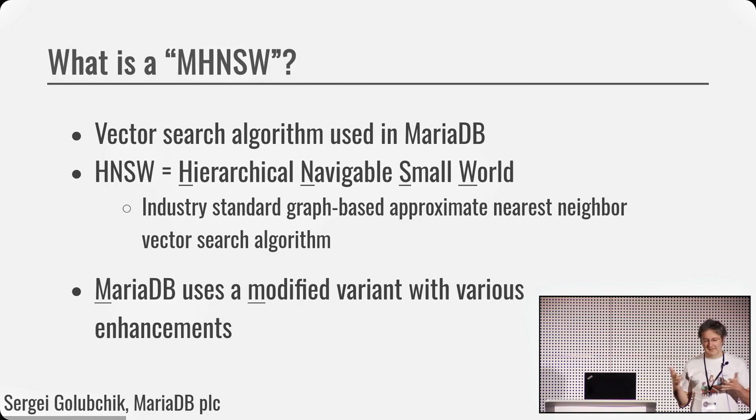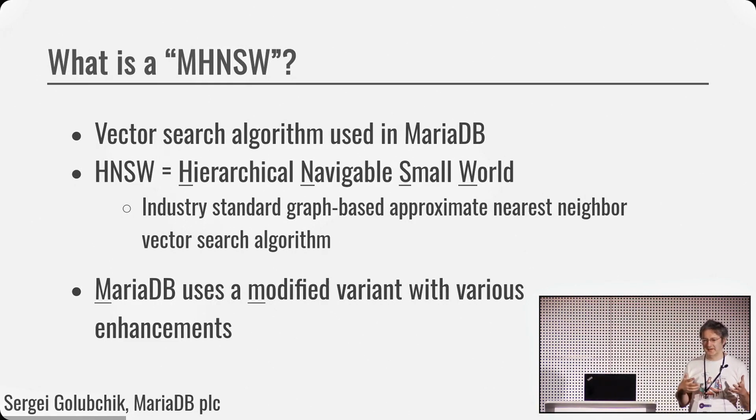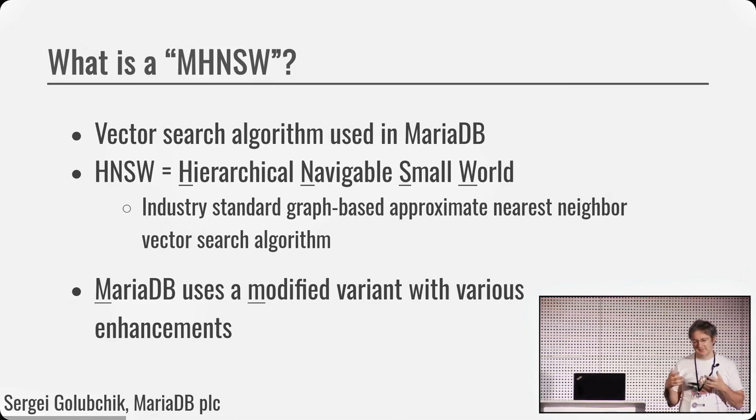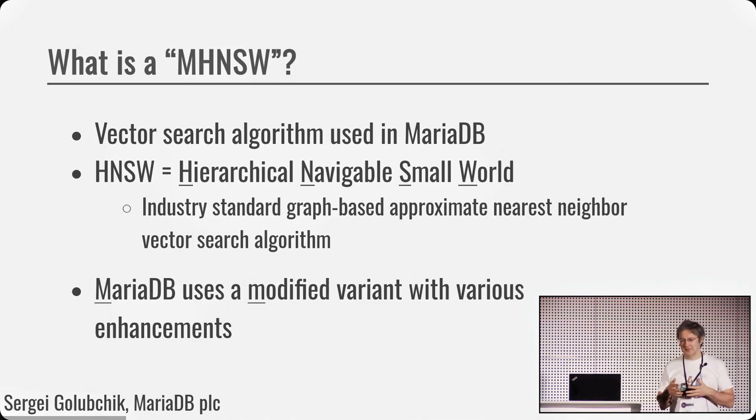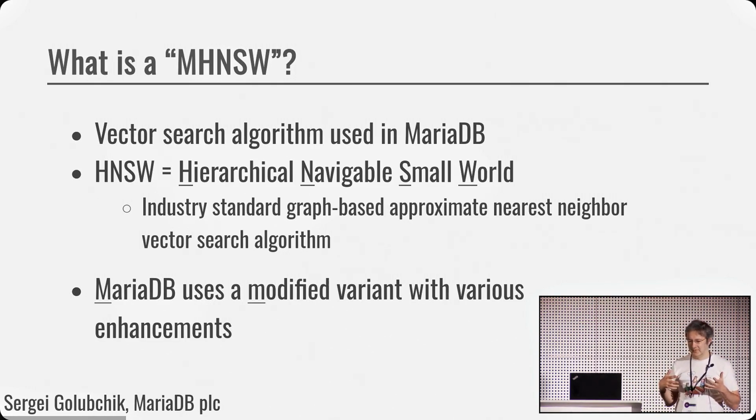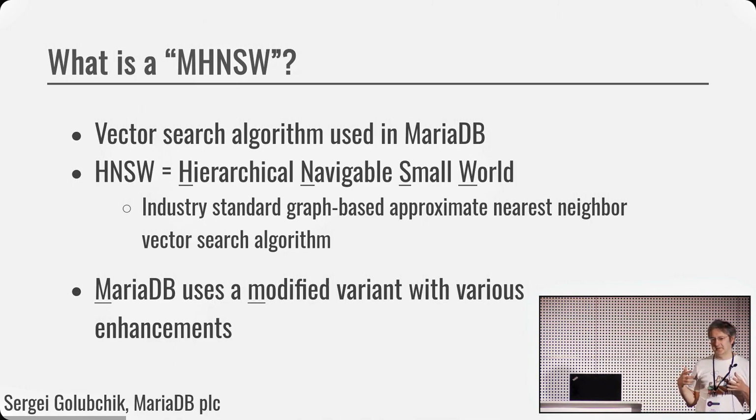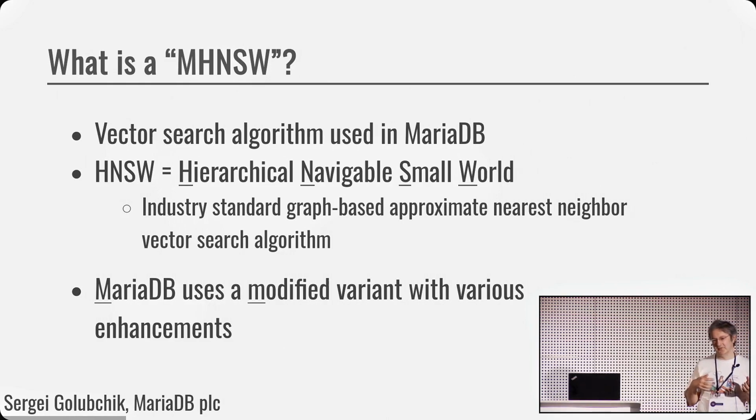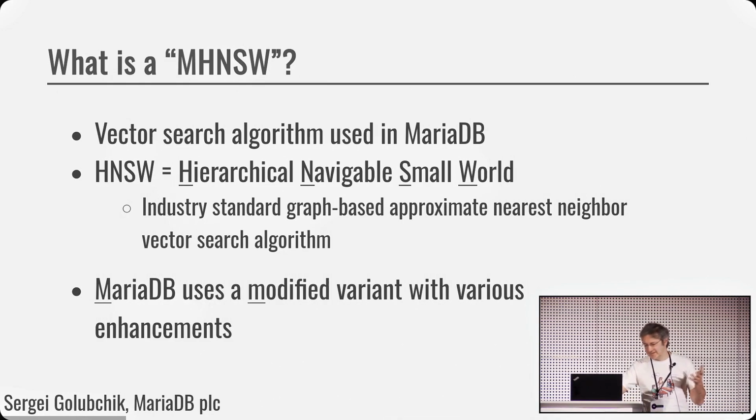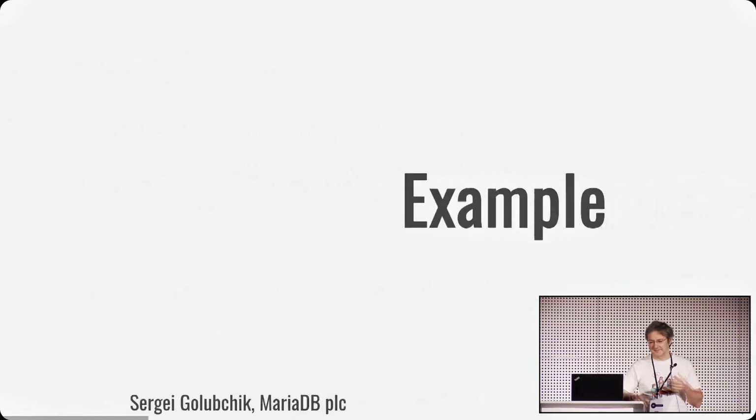It's currently the best when you compare speed and precision, how good the results are and how fast it is. That's basically the best one at the moment, so everyone is doing that. There are other algorithms, and PG Vector implements a second one as well, which is faster but less exact. But this one is basically the standard. And in MariaDB we use a modified version of it. That's why the letter M, and you can think of this letter M as MariaDB or modified, it's up to you. But this is what this algorithm name means.